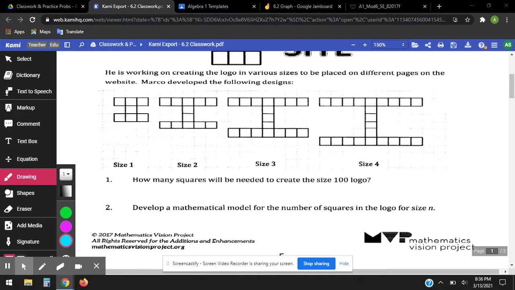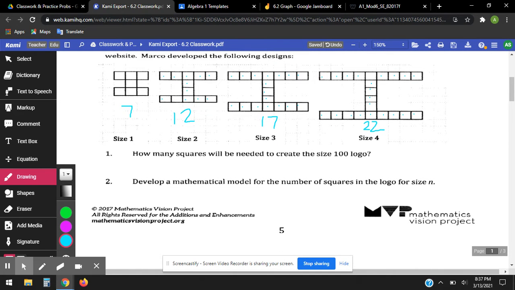Okay, so if I'm going through here, size 1 has 7 squares, size 2 has 12, size 3 has 17, and size 4 has 22. So how many squares will be needed to create the size 100 logo? Well, that's a pretty big jump.